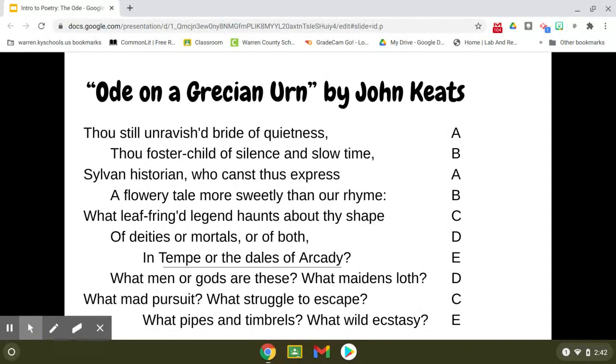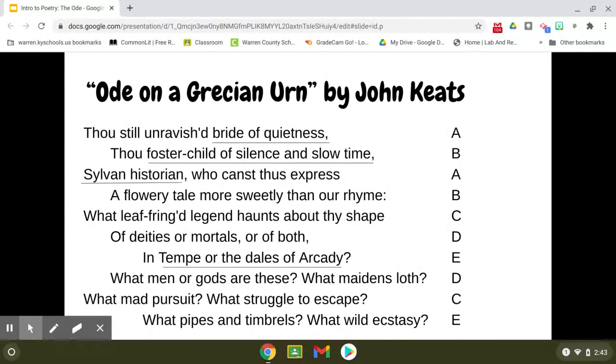So he provides three metaphors for the urn itself, for the piece of pottery. He calls the piece of pottery the bride of quietness, so it's just sitting there quietly. It can't speak and tell him what the story is. He calls it the foster child of silence and slow time. He also calls it the sylvan historian. Sylvan just means something from nature or the countryside. So he calls it a historian. It's recording history here. And he compliments this urn. He says that you can express your tale better than the poets can through rhyme. That this pottery, this picture on the pottery, is expressing something more clearly than a poem could.